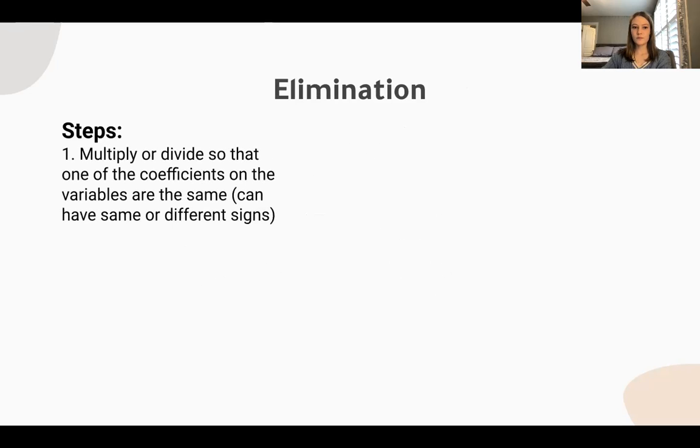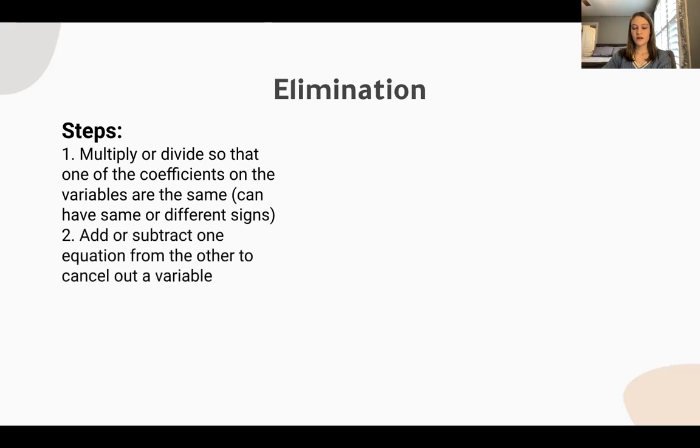Now on to the elimination method. Again, there's 5 main steps. First, you're going to multiply or divide so that the coefficients on one of the variables are the same. It doesn't matter if they're opposite signs like negative or positive, as long as it's the same number. And then you're going to add or subtract one equation from the other to cancel out that one variable and solve for the other variable.